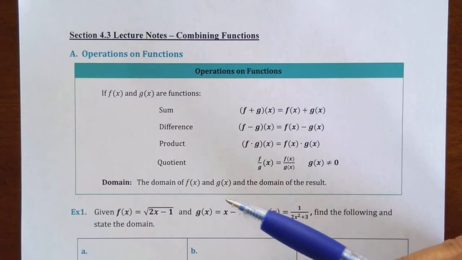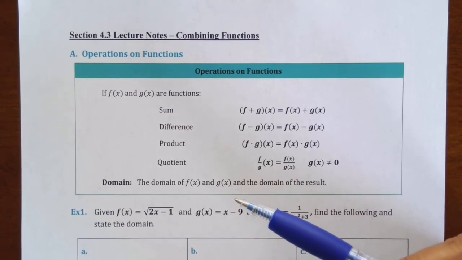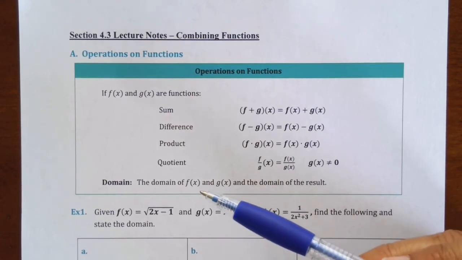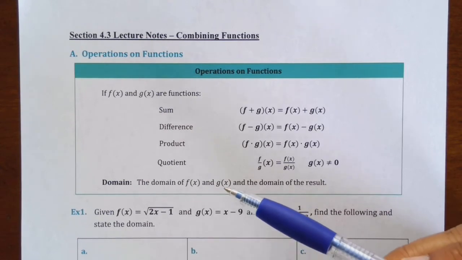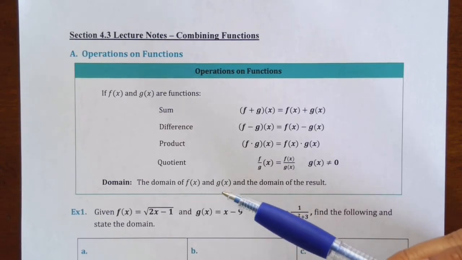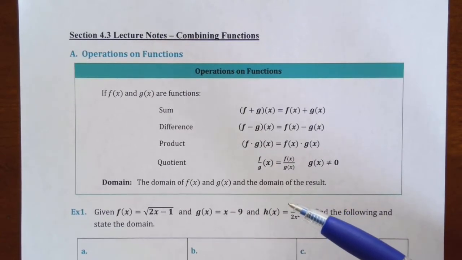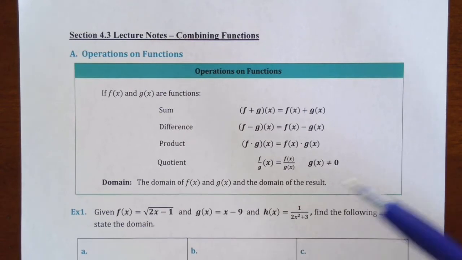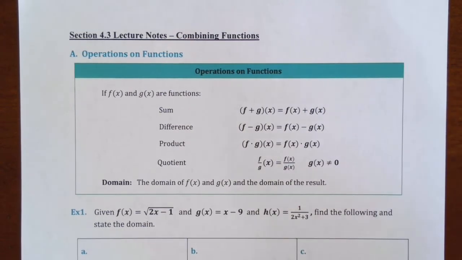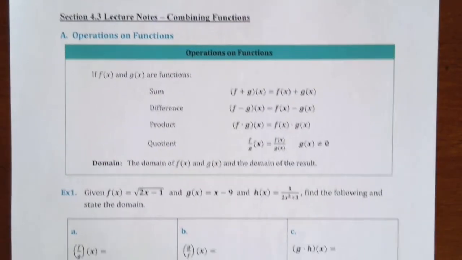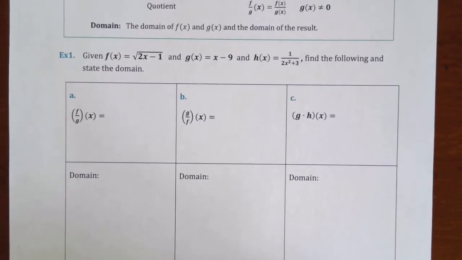Also today we're going to talk about finding the domains of all of these things. So the domain, which is real important on these operations, you have to look at the domain of function f and function g separately, what are their two domains, and then you also have to take into account the domain of the result. And then all of that together will give you your answer for the domain. You kind of have to look at what it all is combined together.